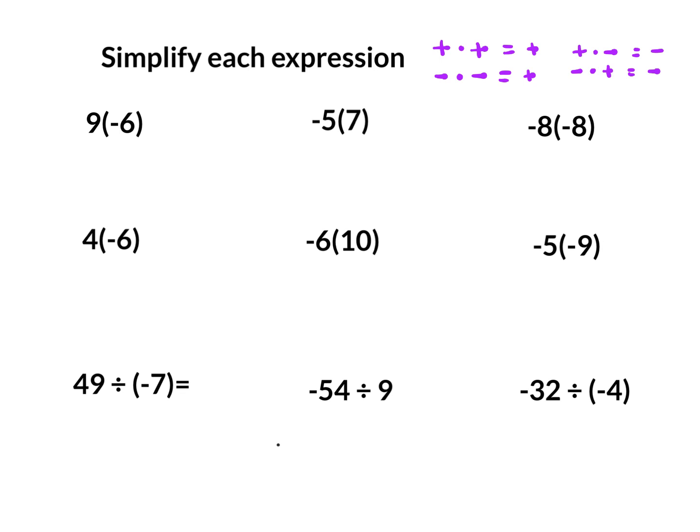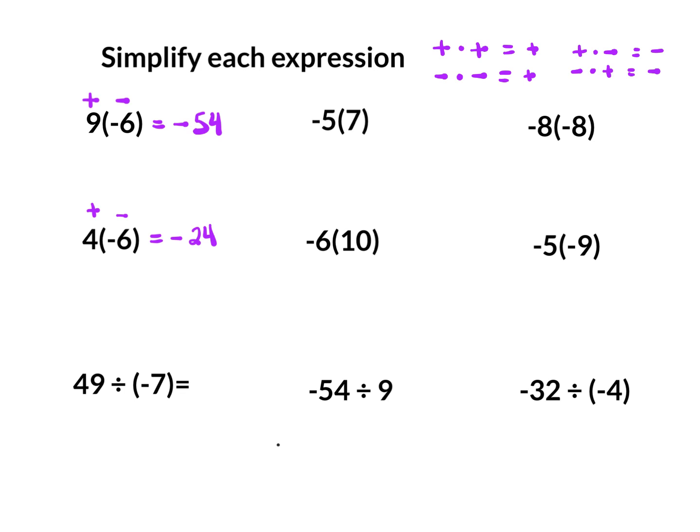So as I look at our first problem here in the top left, 9 times -6. So I have a +9 and a -6. So my signs are different. When my signs are different, that means my answer is going to be negative. Now I can just simply read it as 9 times 6, which is 54. So my answer is -54. Okay, here again, I have a positive times a negative, so that means my answer is going to be negative. 4 times 6 is 24.